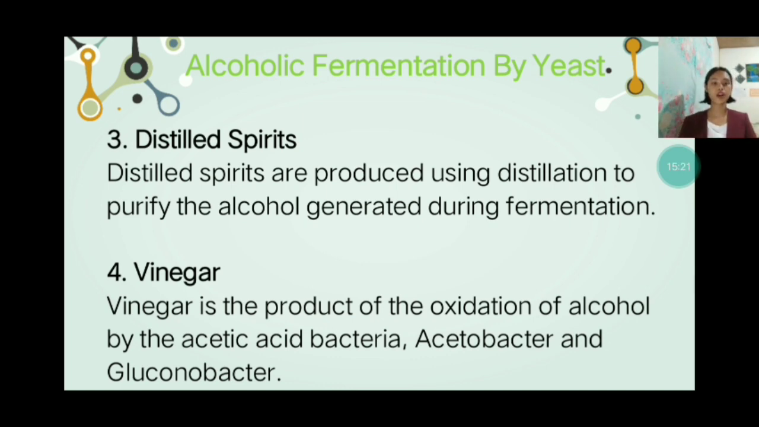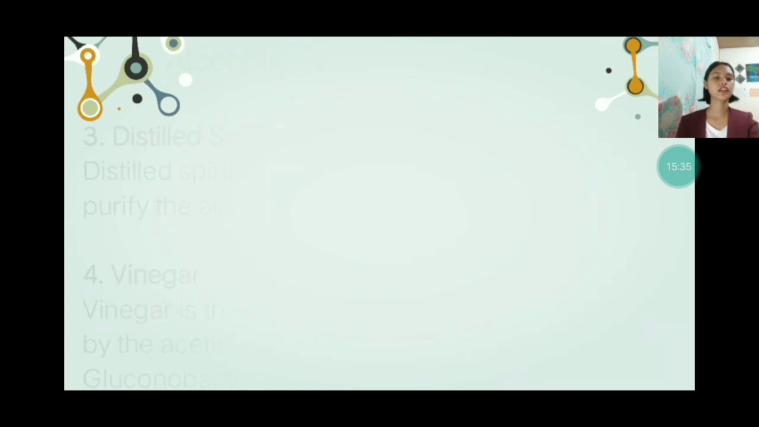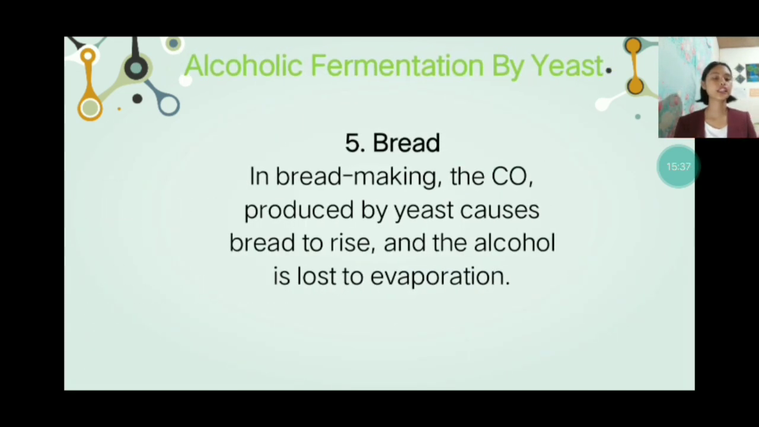Third is distilled spirits. Distilled spirits are produced using distillation to purify the alcohol generated during fermentation. Fourth is vinegar. Vinegar is a product of the oxidation of alcohol by the acetic acid bacteria, Acetobacter and Gluconobacter. And lastly is bread. In bread making, the carbon dioxide produced by yeast causes bread to rise, and the alcohol is lost to evaporation.